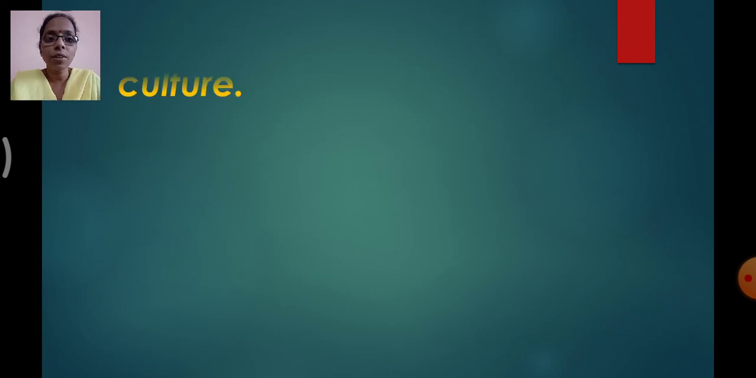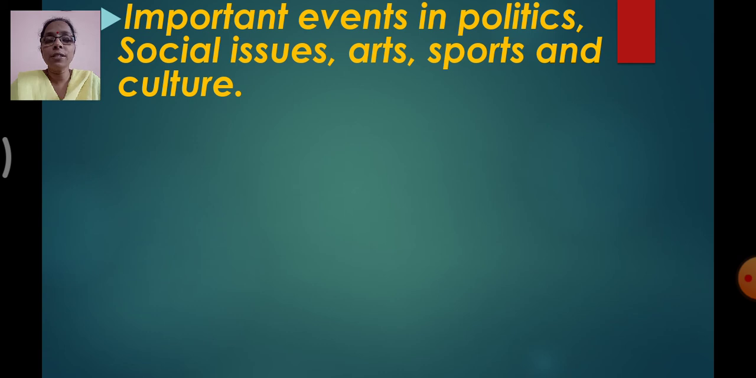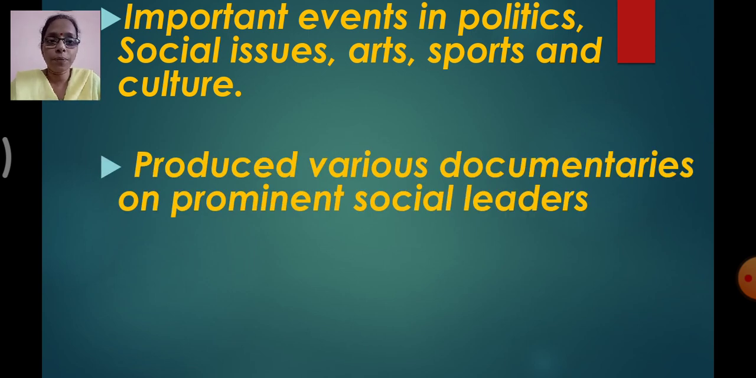So you will find important events in politics, social issues, arts, sports and culture. So what do we get to know from FTII? You get to know about the important events and happenings in politics. It talks about social issues, arts, sports and culture. Then it has also produced various documentaries on prominent social leaders.